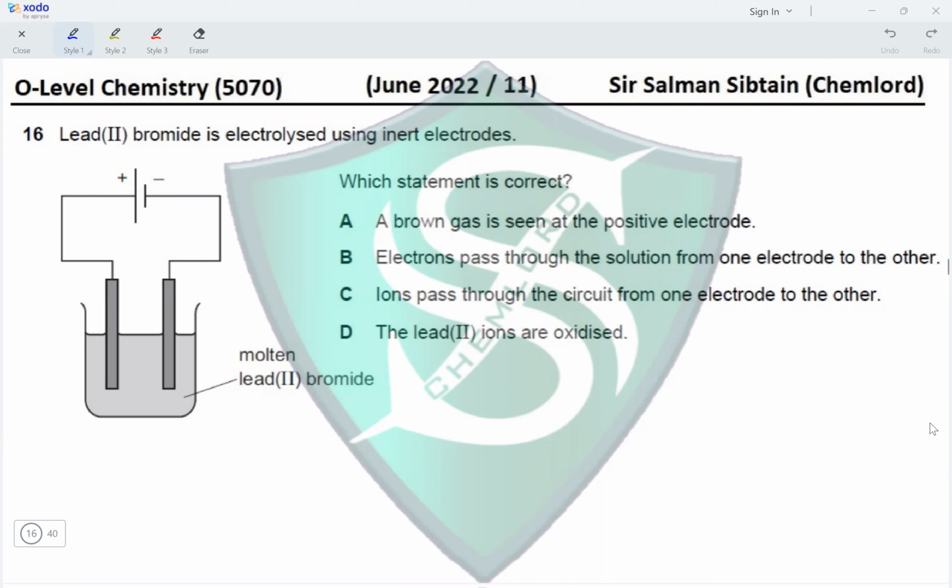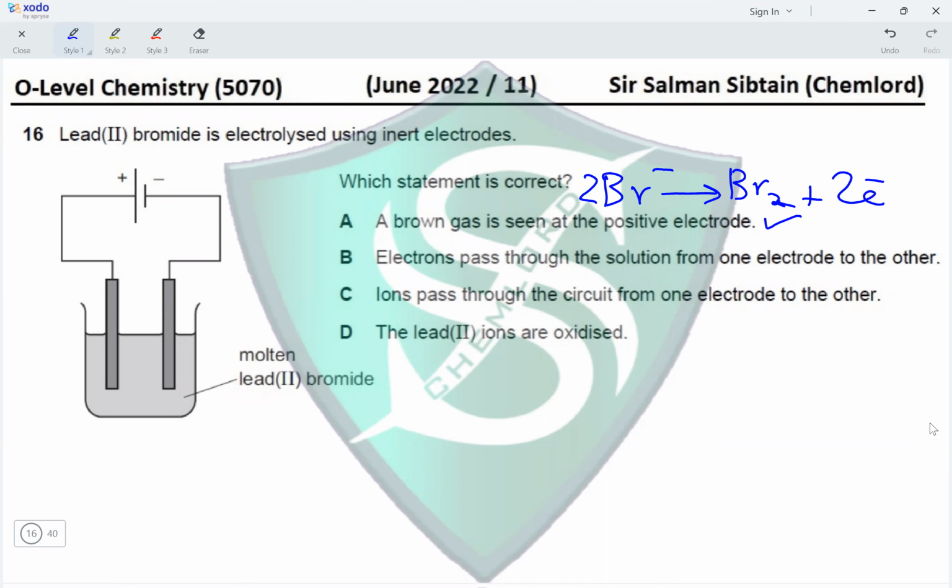the species would be Br negative ions. So, 2 moles of Br negative producing Br2 vapors and giving off 2 moles of electrons. So, a brown gas is seen. So, the color of bromine vapors is brown. So, this option is correct. B.